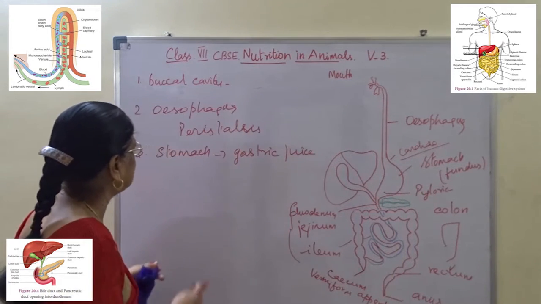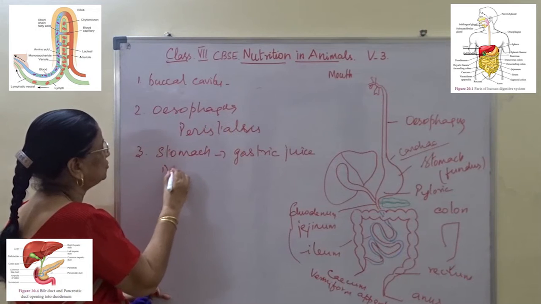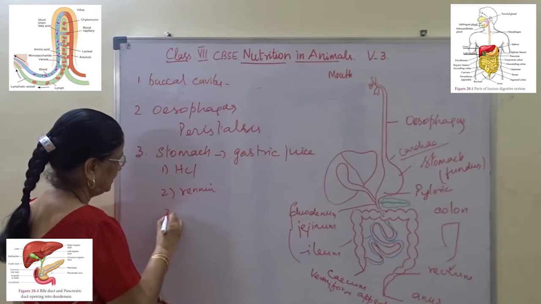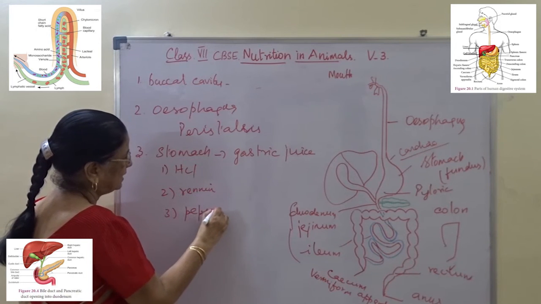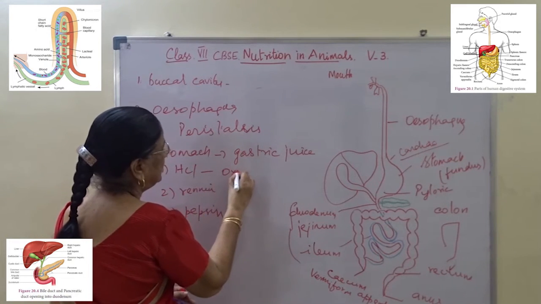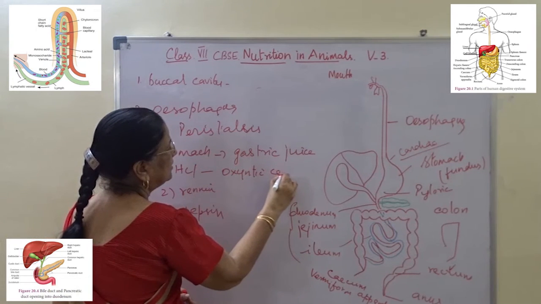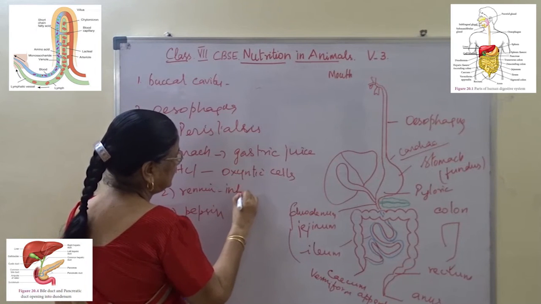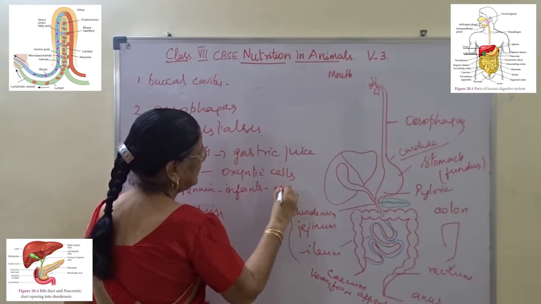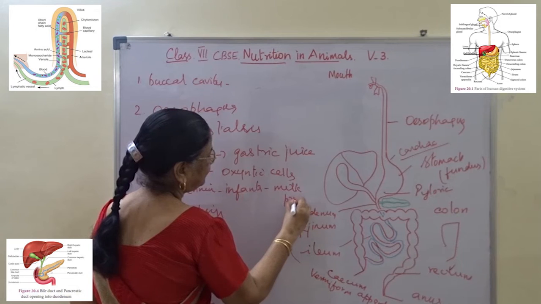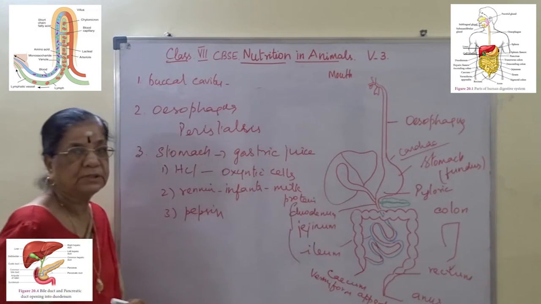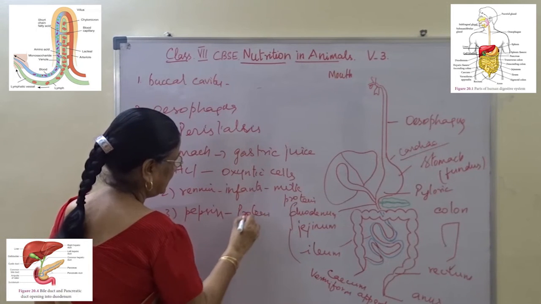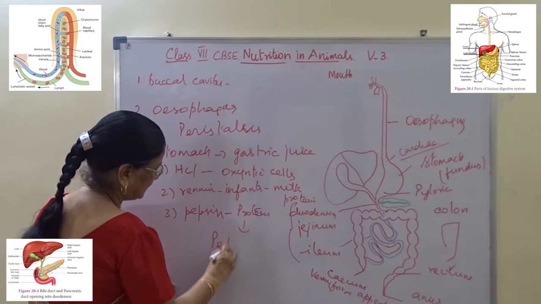And this stomach secretes gastric juice: HCl, then renin, and third, pepsin. HCl is secreted by a special type of cell called oxyntic cells, and renin is secreted in the infants, acting on milk protein. Now this pepsin acts on protein and converts it into peptones.